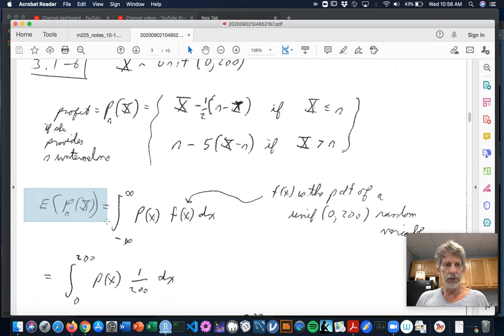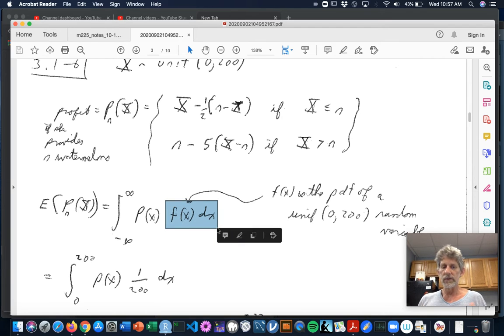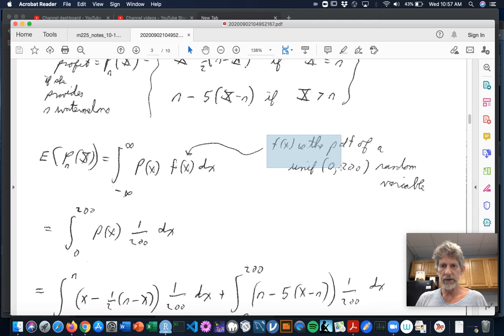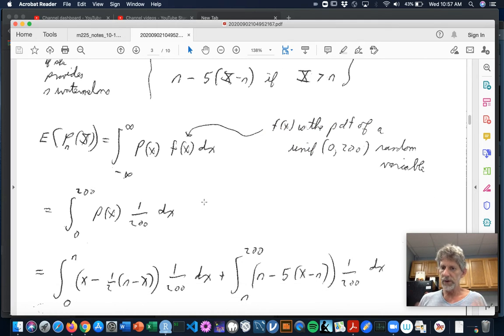So the expected value of any function of a random variable is the integral from minus infinity to infinity of the possible values of the function of the random variable times the chance of getting each possible value of capital X. And so that's the f of x dx part. Okay, and then we think to ourselves, well, f of x is the PDF of a uniform 0 to 200 random variable. So its support is only from 0 to 200. So the integrals only go from 0 to 200. And between 0 and 200, 1 over 200 is the value of little f.